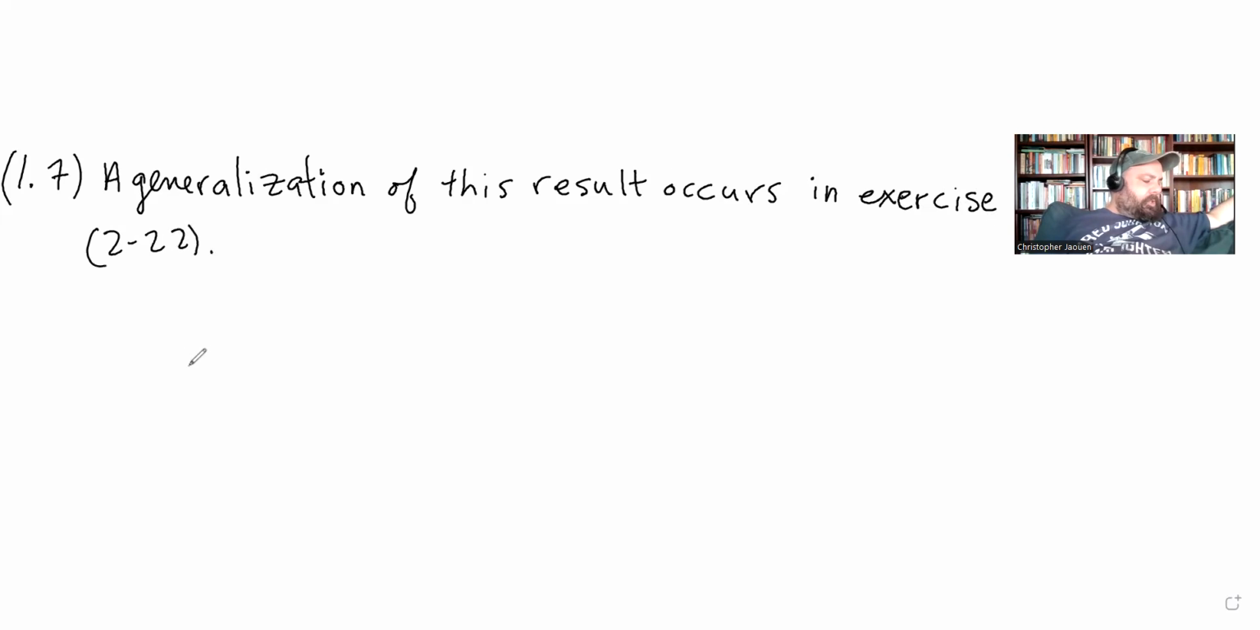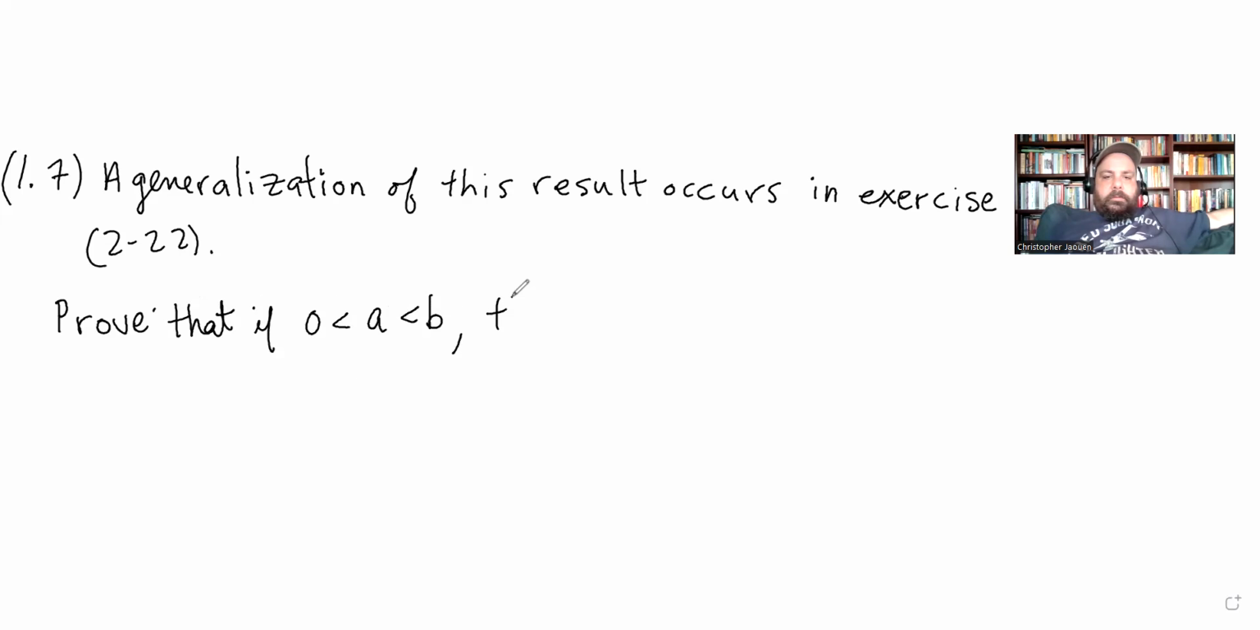All right, so let me write down the result that they want us to prove. So here is the statement. So prove that if 0 is less than A, less than B, then A is less than square root AB, is less than (A plus B) over 2, is less than B.